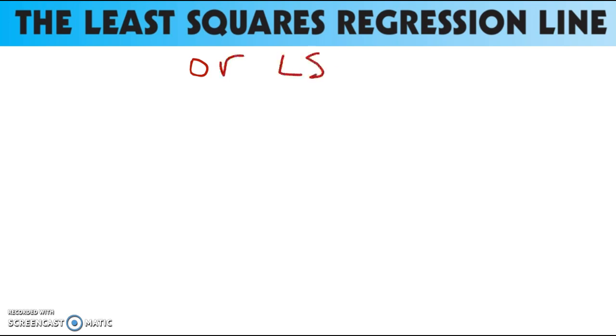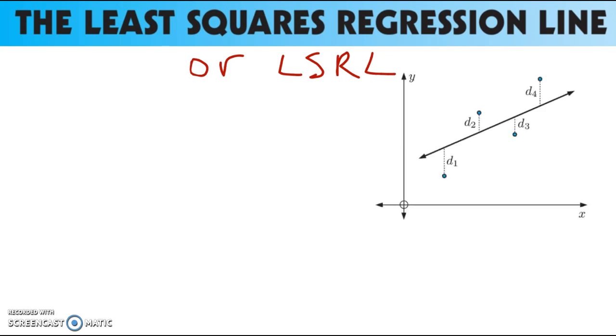or LSRL. This method looks at the sum of the squared distances between each data point and the line. In this graph, I have data points and a line, and notice all these dotted lines, those represent the distances between each point and the line. If I square each of those distances and add that all together, the least squares regression line is the line which makes this sum as small as possible.